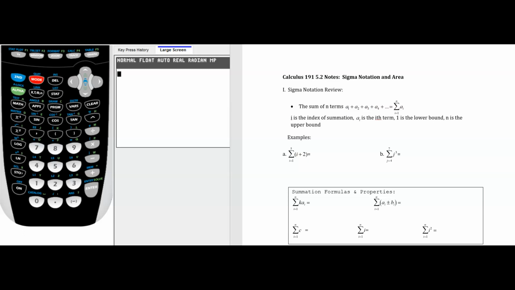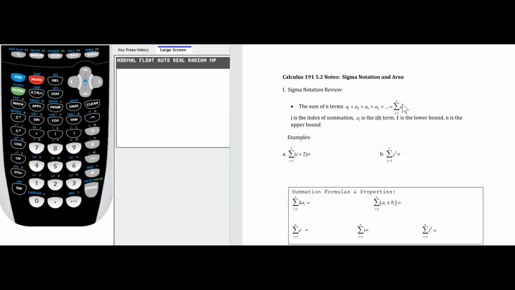So right now, we're just going to do a quick review of sigma notation, and then in some later videos in this section, we'll talk about how area is going to be involved with those sigma notation problems. So here is the sigma notation for the sum of n terms, a1 plus a2 plus a3, etc.